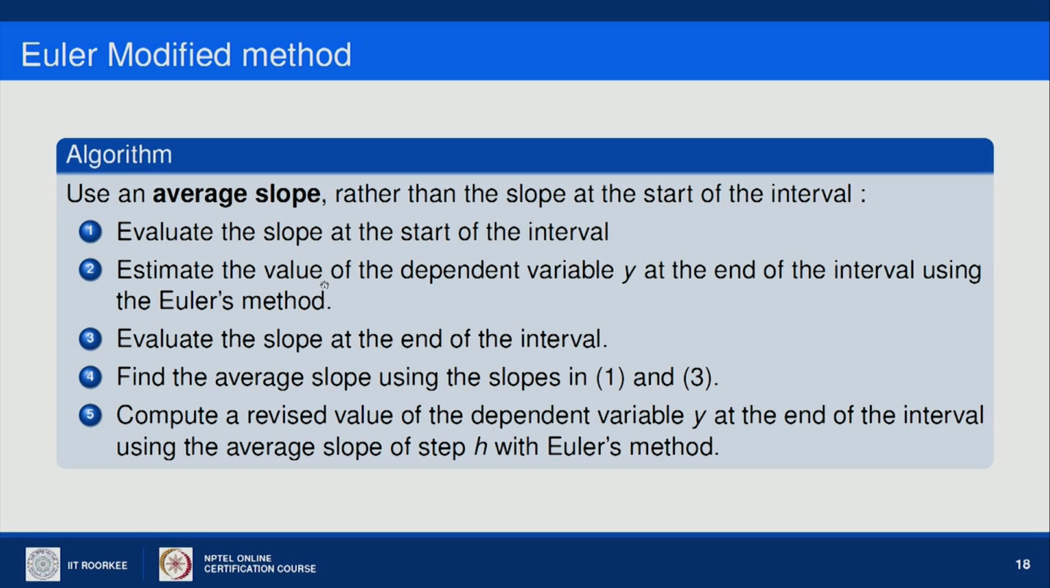I will estimate the value of the dependent variable y at the end of the interval using Euler's method, evaluate the slope at the end of the interval, find the average slope using the slopes in step 1 and step 3, and compute a revised value of the dependent variable y at the end of the interval using the average slope of step h with Euler's method.